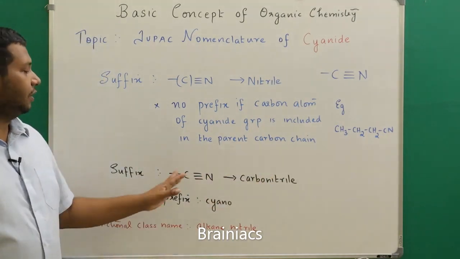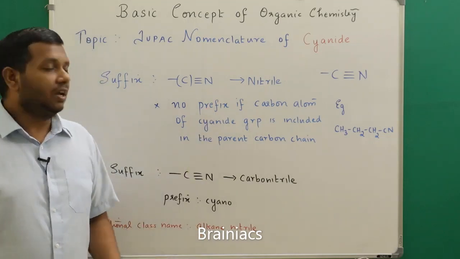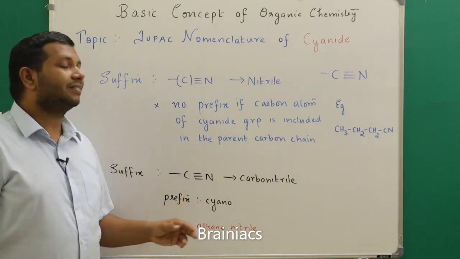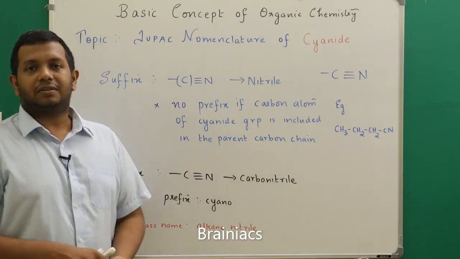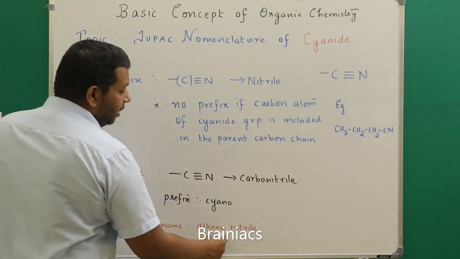What is the prefix? If the cyanide group behaves like a substituent, sometimes it comes with carboxylic acid, then the cyanide group will behave like a substituent. In that case, we use the prefix cyano. Understood? Cyano. The most important thing here is the functional class name is alkane nitrile.